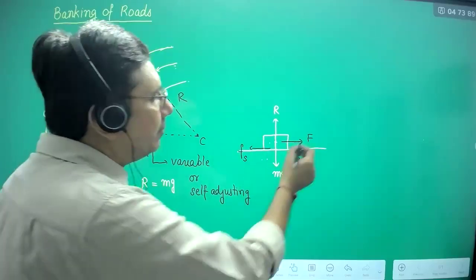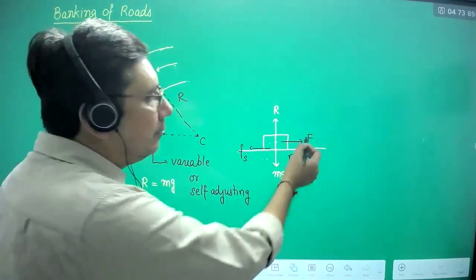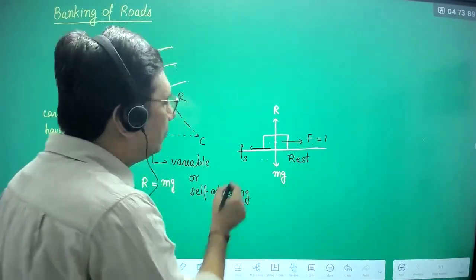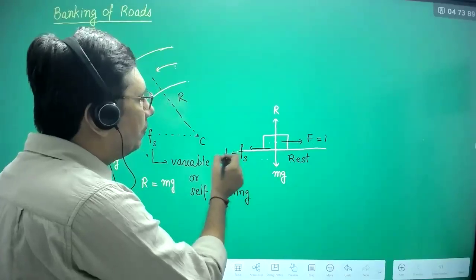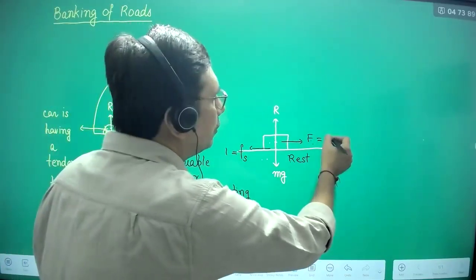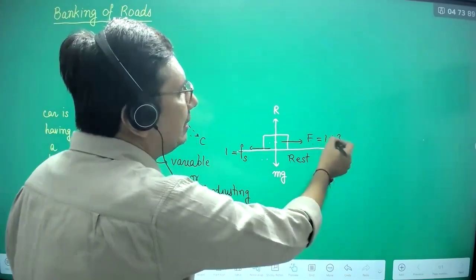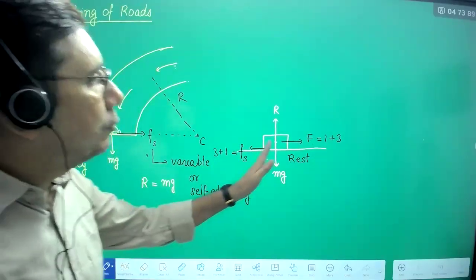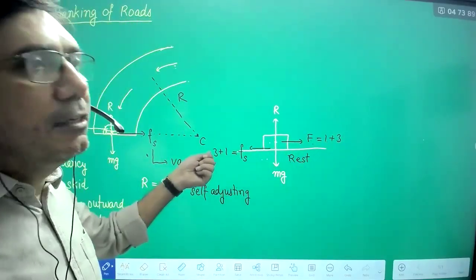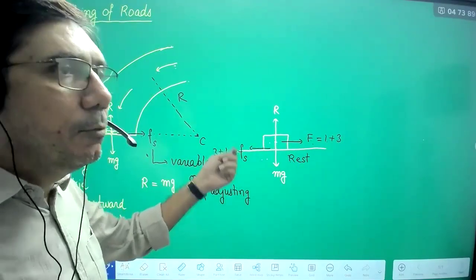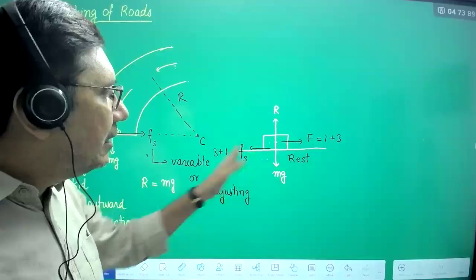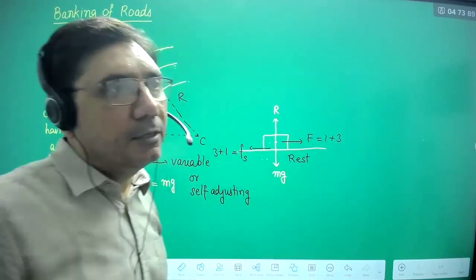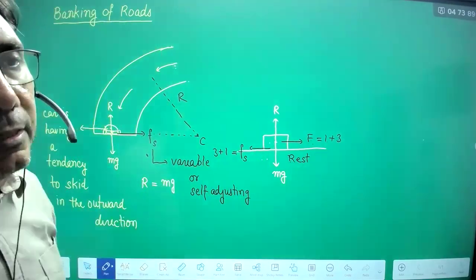So what I'm saying by variable is, suppose you apply a force of 1 Newton, then this Fs will also be 1 Newton. If you make this force 3 Newton, then 3 plus 1, 4 Newton, again it will be 4 Newton. So whatever force you apply, the same static friction force will come into the picture automatically in the backward direction. This static friction force is opposing the possible, prospective motion.